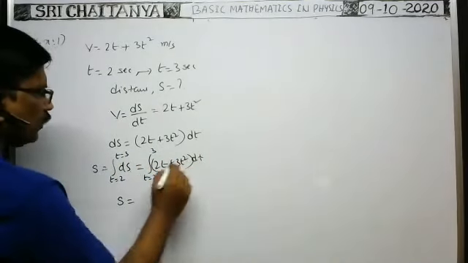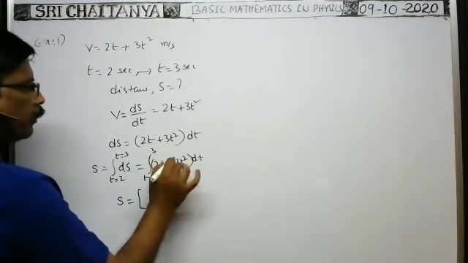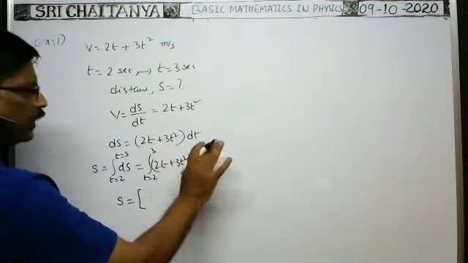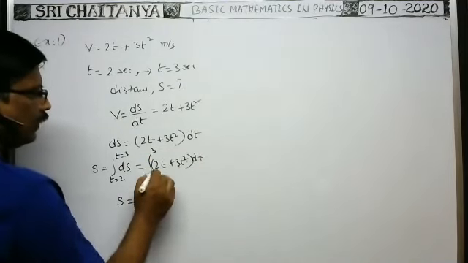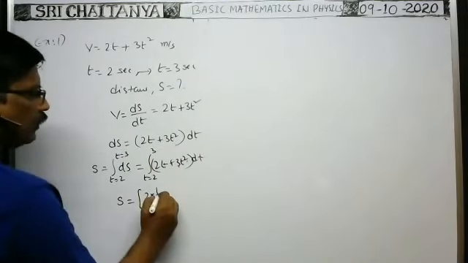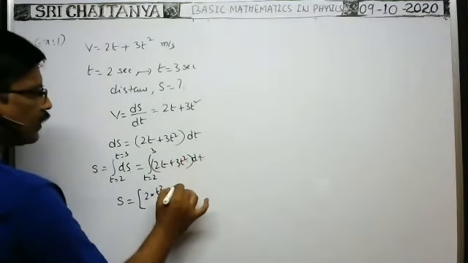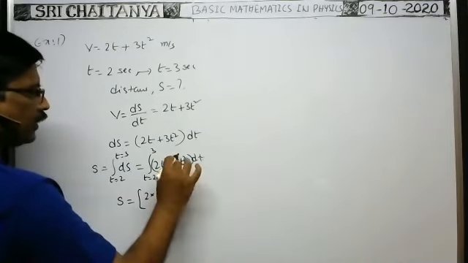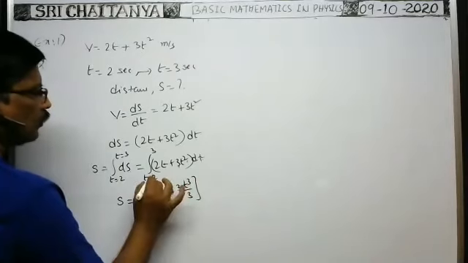Now you see, first you do integration. Integral 2t dt plus integral 3t square dt. We can split like that. First 2t, 2 is constant, you keep aside. Integral t dt, t square by 2, plus integral 3t square dt, 3 is constant, you keep outside. Then integral t square dt means t cube by 3, limits 2 to 3.